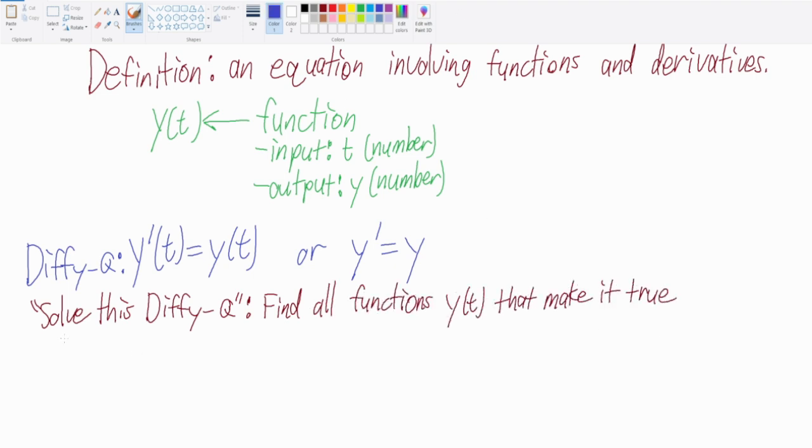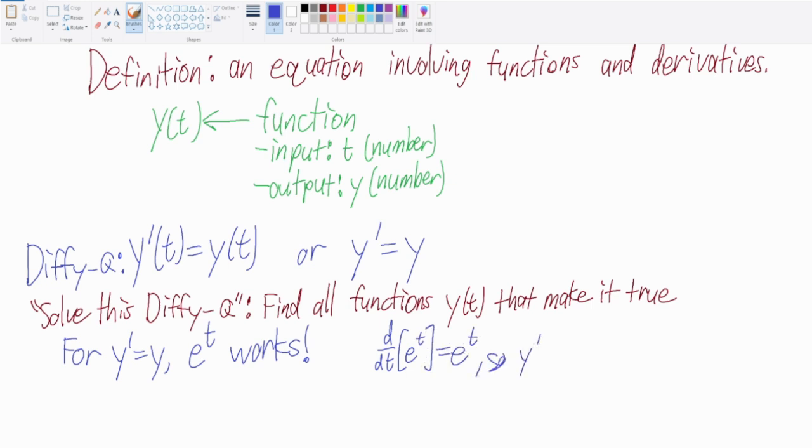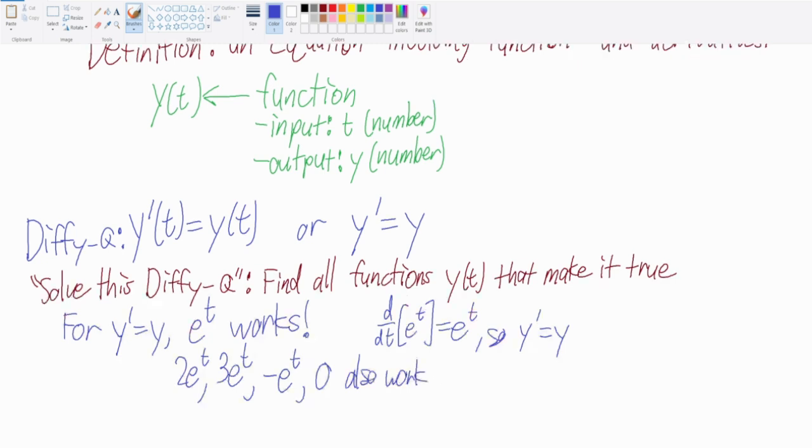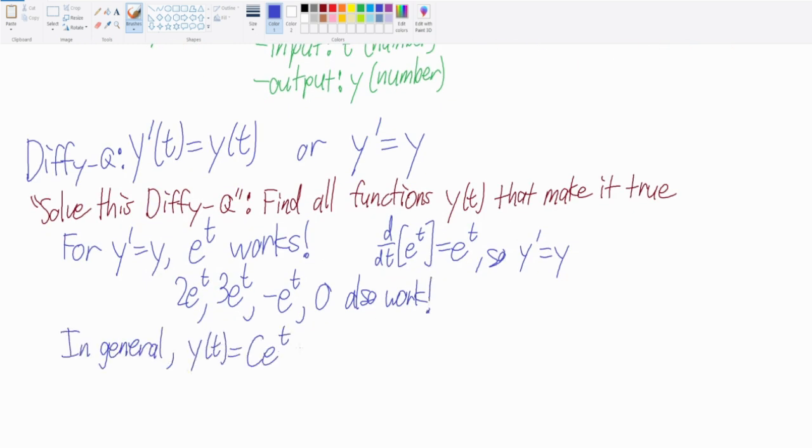So essentially the question is, what functions have the derivative equal itself? Now if your answer is e to the t, you've got the right idea. But here's a question: is that the only solution? As it turns out, no. You can also do y equals 2e to the t, 3e to the t, negative e to the t, and also y equals 0 works. So in general, y equals any constant times e to the t will make this equation true.